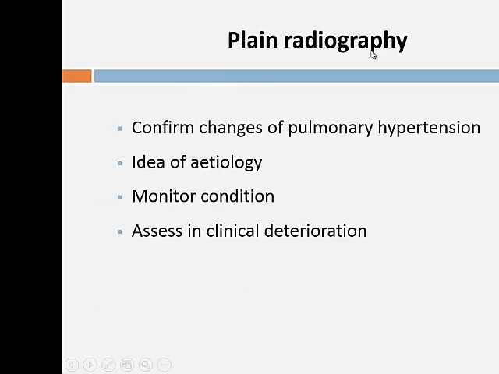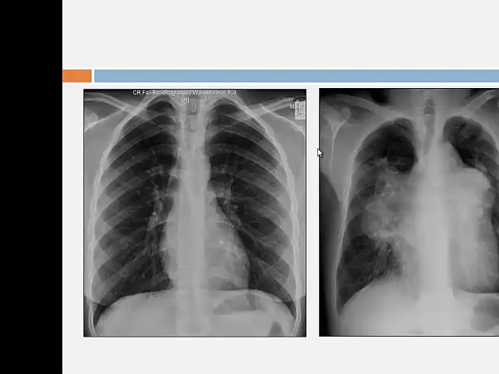Okay, so what do we look for on a plain film? Well, ideally, we try to confirm whether there are some changes of pulmonary hypertension. It will give you some idea as to the potential etiology. Obviously, you're looking at the lungs. You can monitor the condition, have a look at how the lungs have changed, look at the pulmonary artery size, and also, obviously, in acute deterioration, you're looking for other explanations for why patients suddenly go off. So it's a very important investigation in our imaging armory.